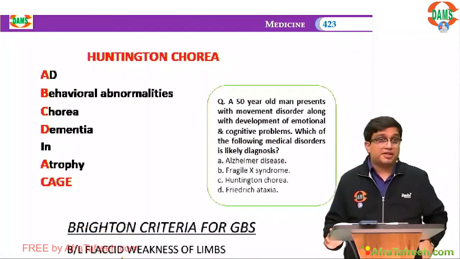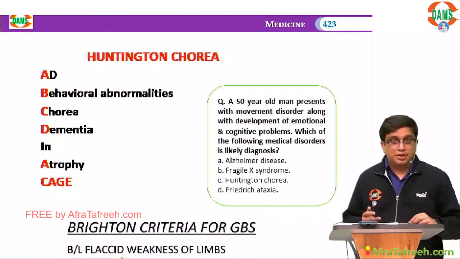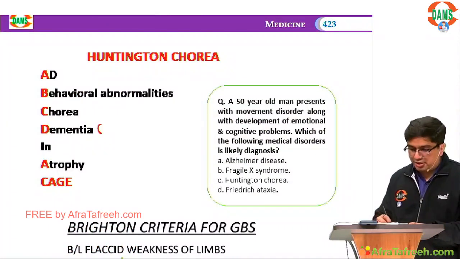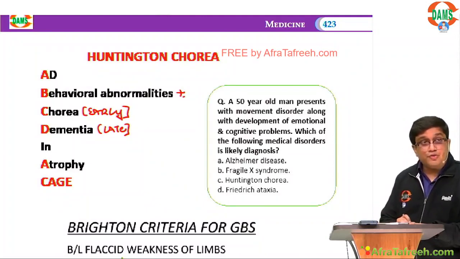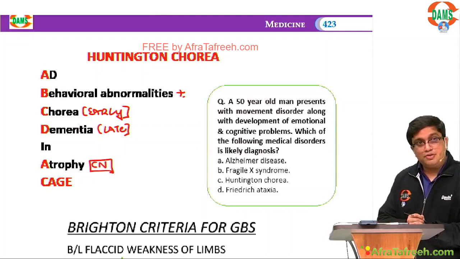Similarly, a small topic again, Huntington's chorea, which is an autosomal dominant disorder. These patients come to you with dementia late into the picture. They come with chorea quite early in the picture with certain behavioral abnormalities. And in them we find atrophy. Where? We find it in the caudate nucleus, right? So caudate nucleus is a zone which is seen to be atrophied in them.